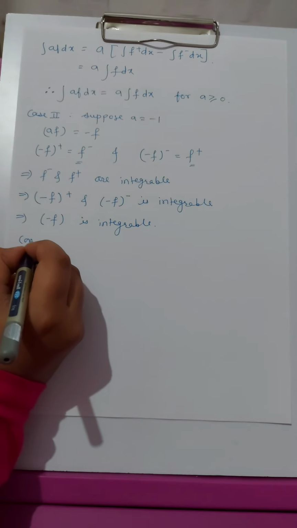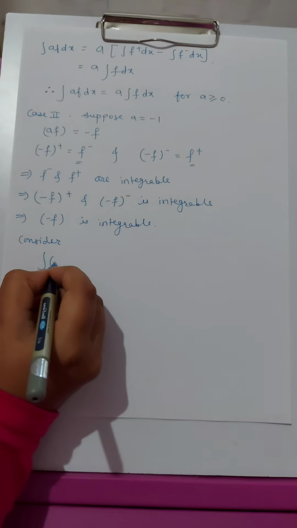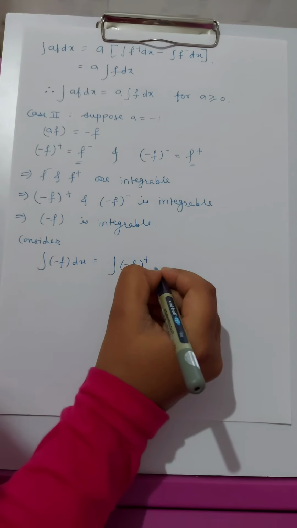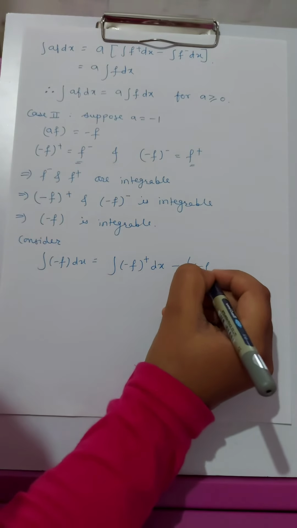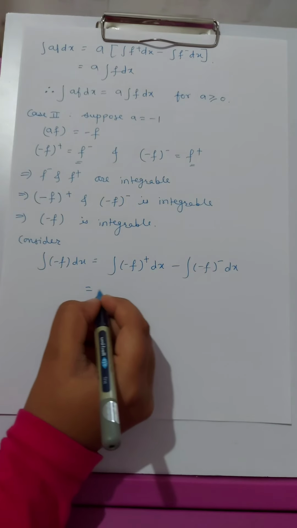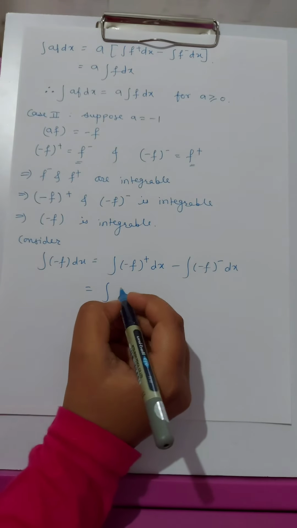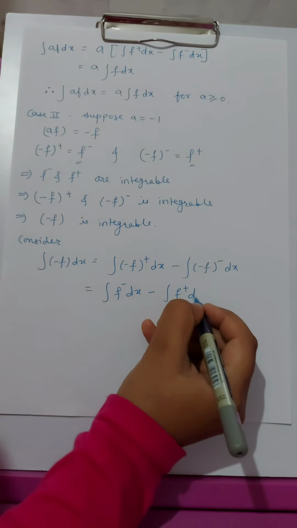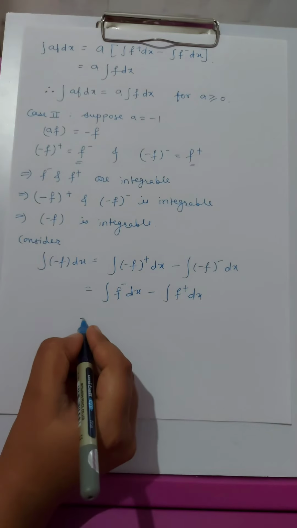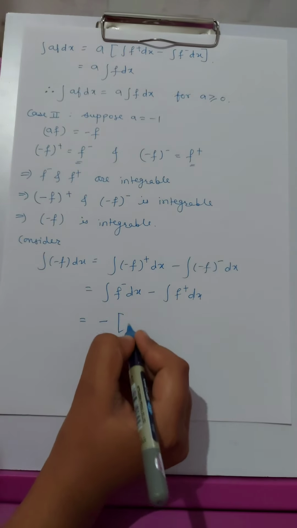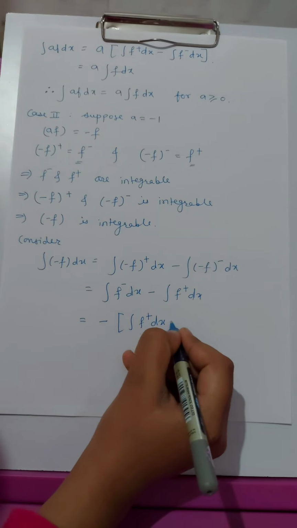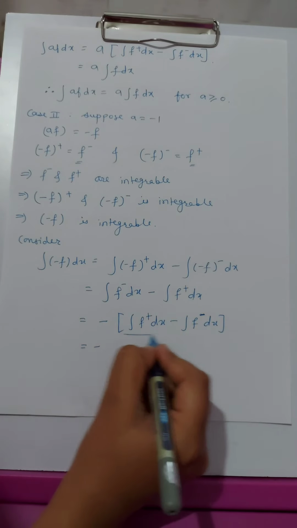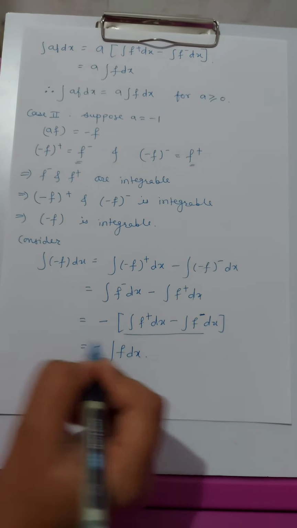Now we consider integration of minus f dx. By definition, integration of positive part of this function minus integration of negative part of this function. So positive part of this function is f minus dx and negative part is f plus dx. So this implies that minus of integration f plus dx minus integration of f minus dx. So again, by definition, this is integration of f dx.